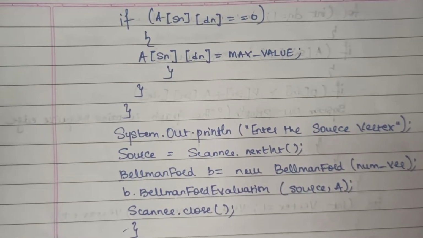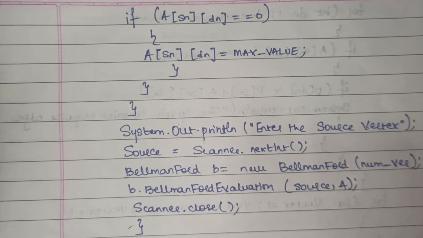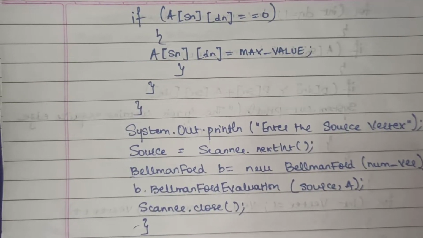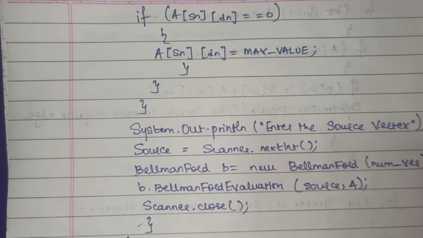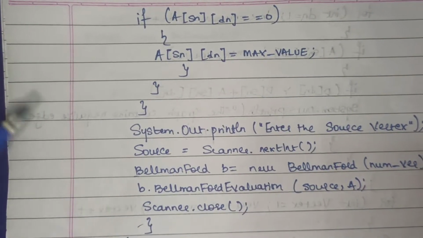Next you will check if the adjacency matrix value from source to destination is equal to 0. Suppose the source is not equal to the destination, so it is not a self loop, but still the value is 0. That means that there is no direct connection between the two vertices. That is why we set it to the maximum value, that is infinity.